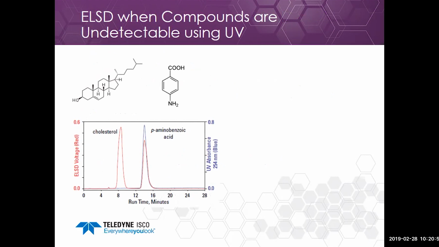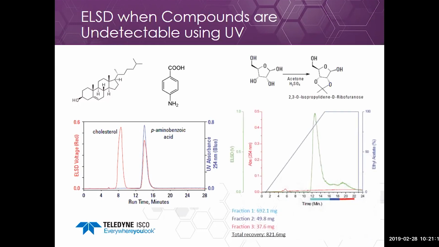So this is on our flash system here. We're trying to purify cholesterol and para-aminobenzoic acid. And you can see the chromatogram here. The cholesterol gives us an ELSD signal, but it doesn't give us a UV signal at 254. The para-aminobenzoic acid gives us a signal via both detectors. So you can see the advantage of the ELSD for detecting the cholesterol, which would have not even shown up in the UV spectra of the chromatogram, even though there's a compound eluting out.